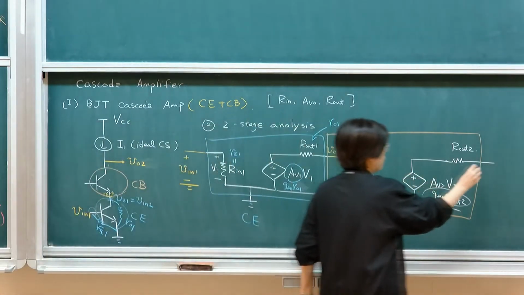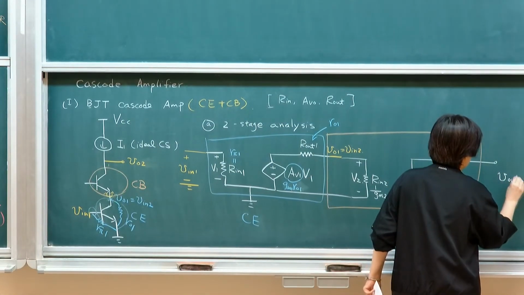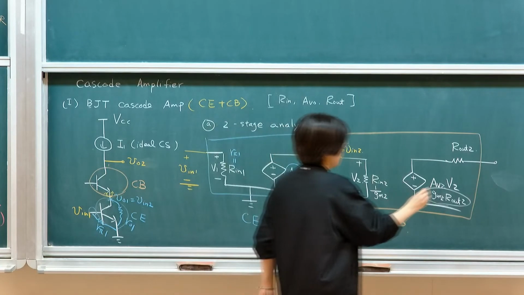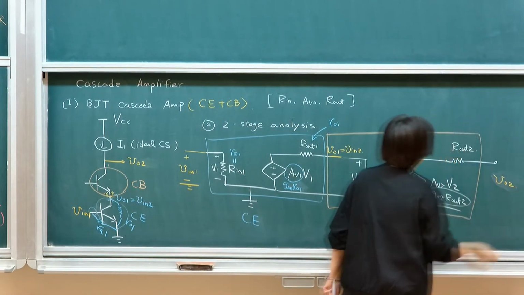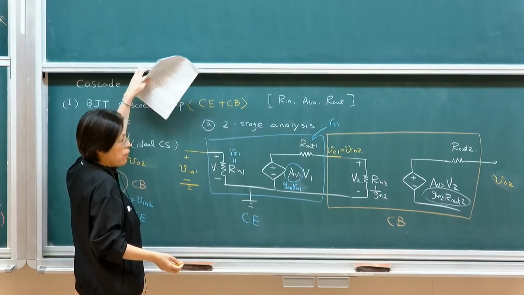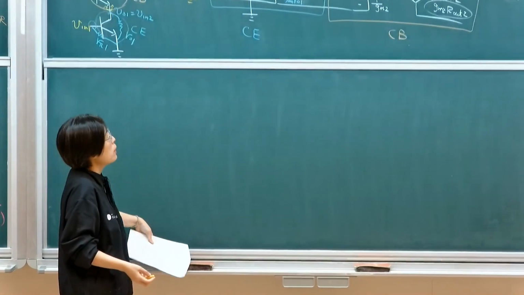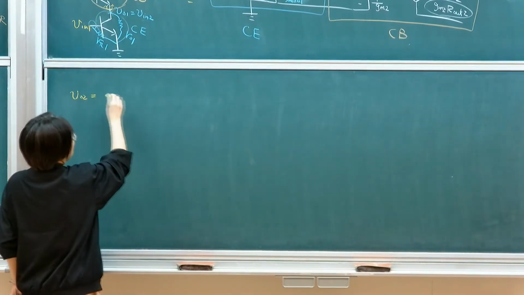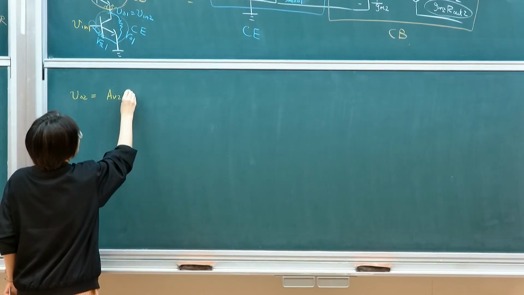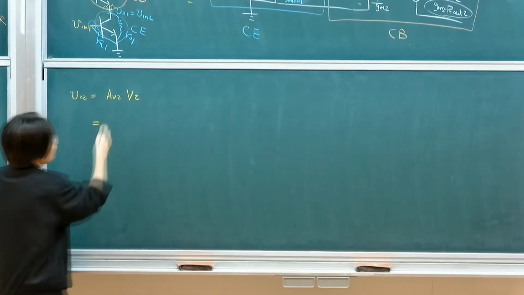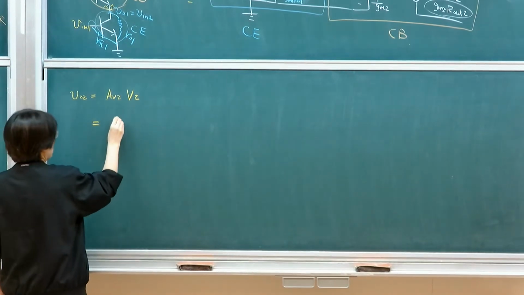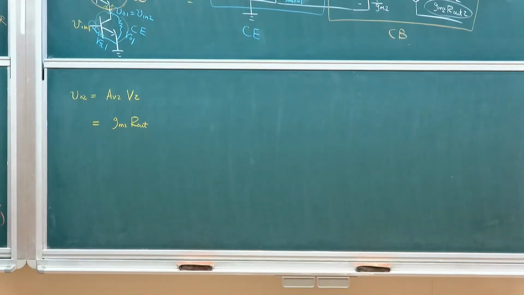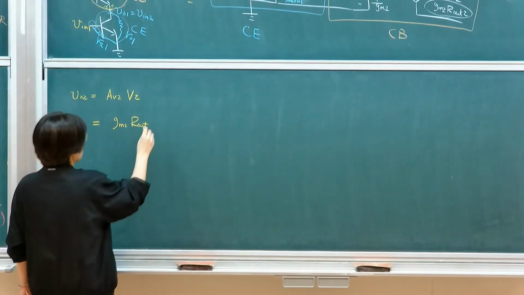So your output, just to be VO2. If I'm writing down VO2 as a function of V in, that's eventually what we want to get to. So VO2 will then be Av2 V2. And what is Av2? Av2, we already know that it's gm2 times its output resistance, when output resistance is this, right? When you're using a cascode structure.